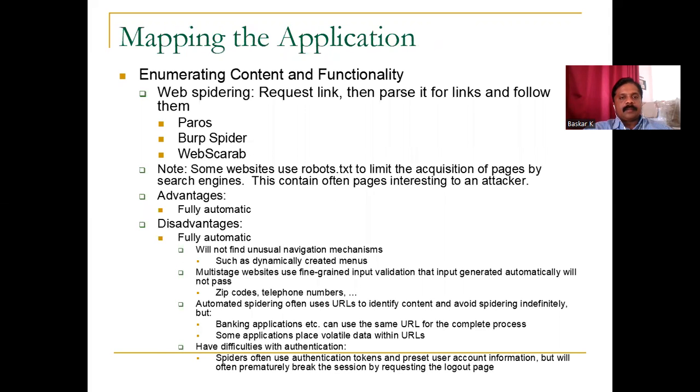Mapping the application. Enumerating content and functionality: web spidering. Request a link, then parse it for links and follow them. Tools: Paros, Burp Spider, WebScarab. So we have some advantages and disadvantages of mapping the application.